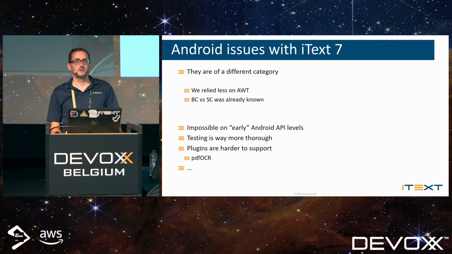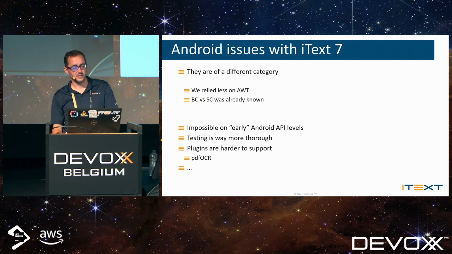Testing is way more thorough. We have a dedicated QA team now. We have multiple QA engineers, test automation engineers working on making sure that iText is tested properly and as good as we can. That complicates things as well in a different kind of way.